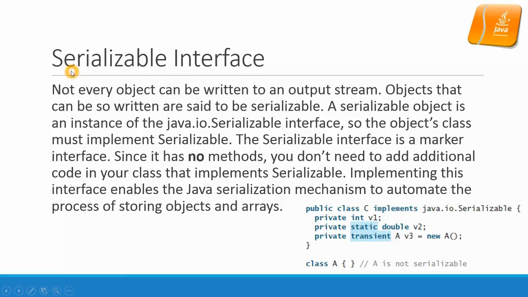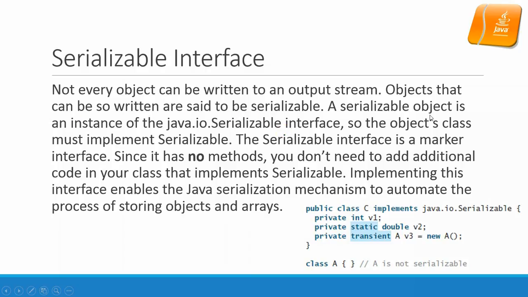Here, let's look at this Serializable interface. Interfaces will be discussed in chapter 13, so if you don't understand it right here, it's okay. We can come back to look at this later. The Serializable interface is for the object input stream or output stream. Not every object can be written to an output stream. Objects that can be so written are said to be serializable.